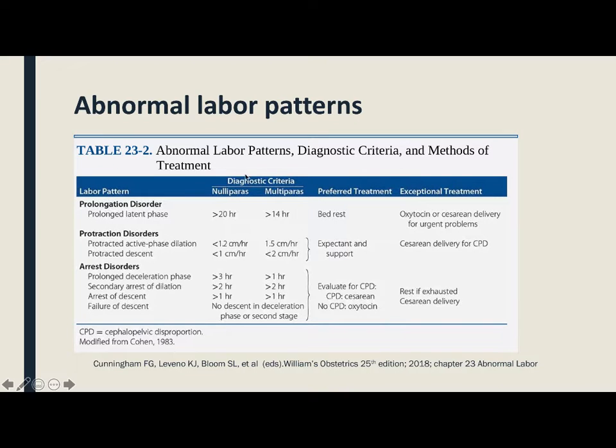Now, in the next column here, we have the diagnostic criteria for nulliparous and multiparous. For example, to diagnose prolonged latent phase, there should be a prolongation of the latent phase to more than 20 hours for nulliparous and more than 14 hours for multiparous. The third column will be the preferred or first-line treatment for each abnormal labor pattern. For prolonged latent phase, the preferred treatment will be bed rest. The fourth column will be the exceptional or alternative treatment. For prolonged latent phase, we can start oxytocin drip or do cesarean delivery only if we see other urgent problems.